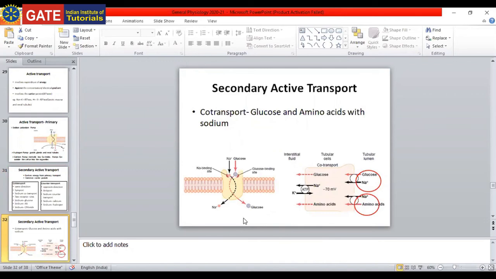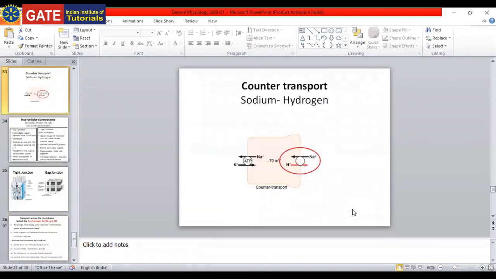Co-transport, just remember this because you'll have a question followed later. In co-transport, glucose and amino acid combine with sodium. You can see the carrier protein and how they enter inside. This is inside and this is outside, the ECF. This is in the renal tubules. We have glucose, sodium and amino acid, so glucose and amino acid are absorbed through co-transport. Now counter transport is where sodium enters the cell and hydrogen is secreted into the lumen. So that's counter transport.